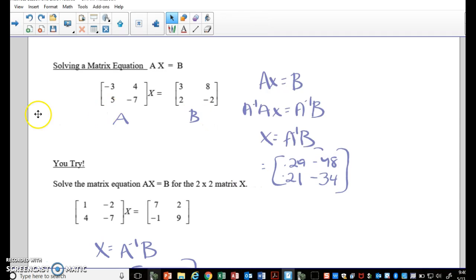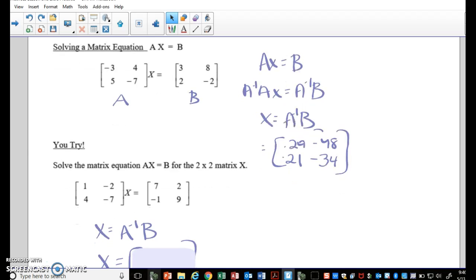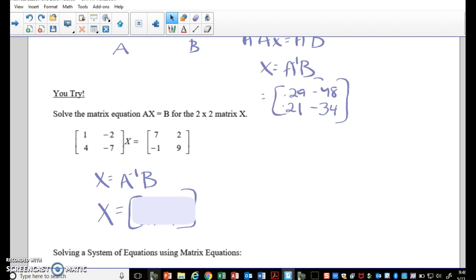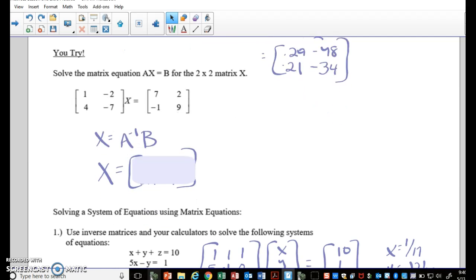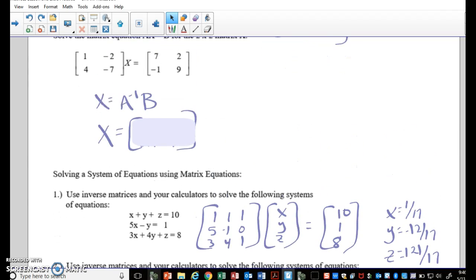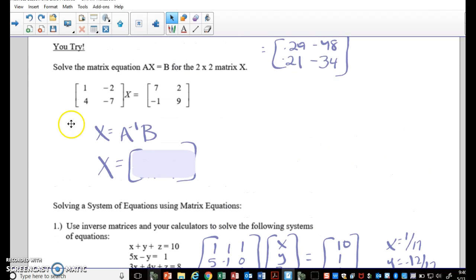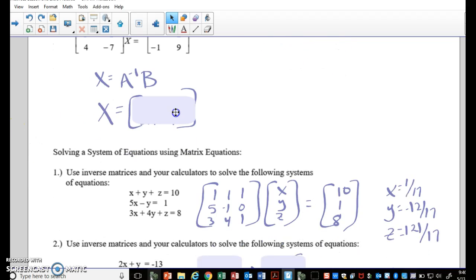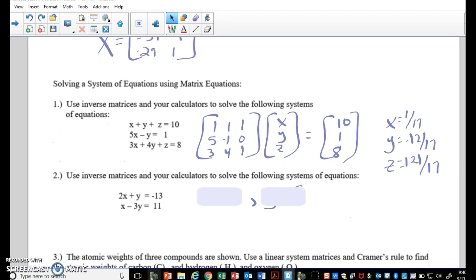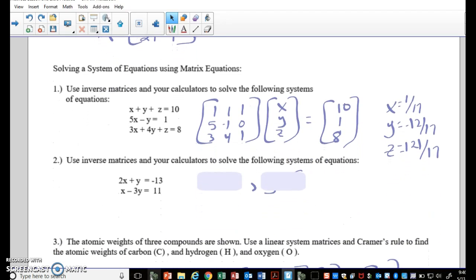So you should have gotten negative this matrix right here. Alright, so now we're moving on to the you try examples. There's going to be a few different examples, which I'm not going to go through fully. This next one, I think that you guys can try on your own, so try that one. Here's your answer, so you can check your answer when you're done. But I do want to look at number 1 real quick. And then this will help you to do the rest of them.